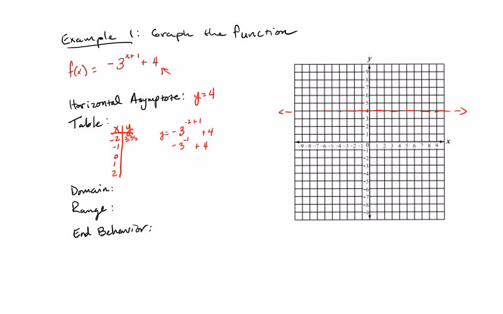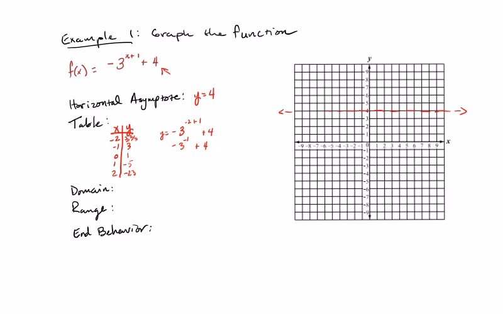If I plug in negative 1, that would be 3 to the 0. Anything to the 0 power is 1, but then apply the negative. So it'll be negative 1. And then plus 4 is 3. And then if I plug in 0, that's going to be 3 to the first power, which is 3. Apply the negative, and then plus 4, so it's 1. Plug in 1, that's going to be 9, negative, and then plus 4 is negative 5. If I do 2, that's going to be negative 27, plus 4 is negative 23. I'm probably not going to plot that last point, so here we go.